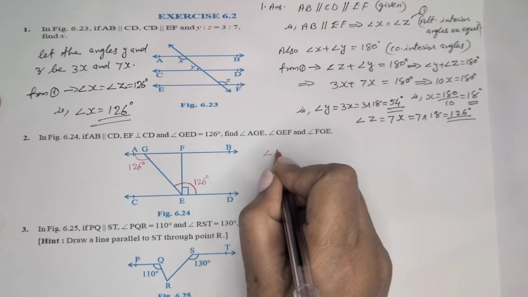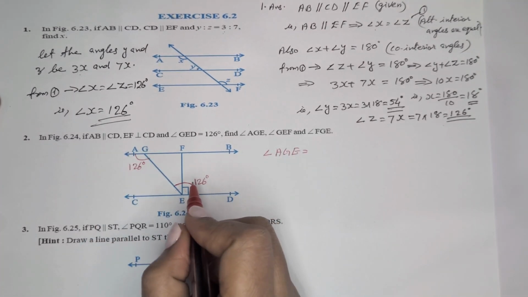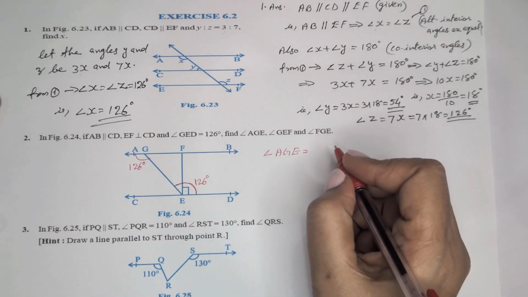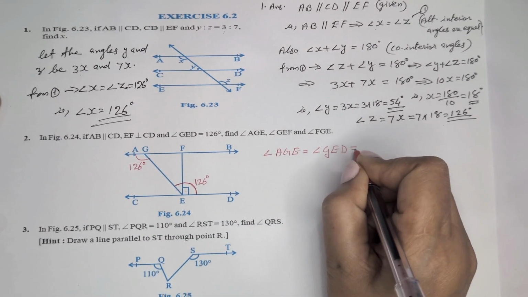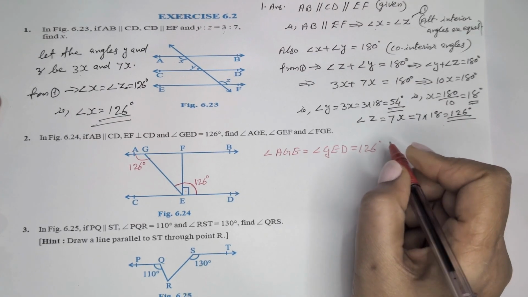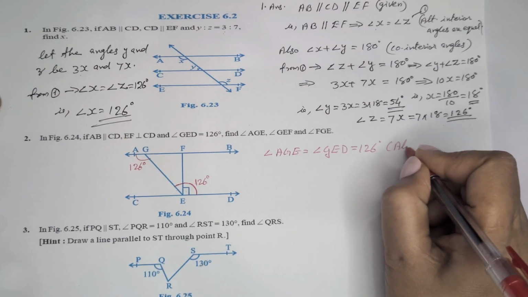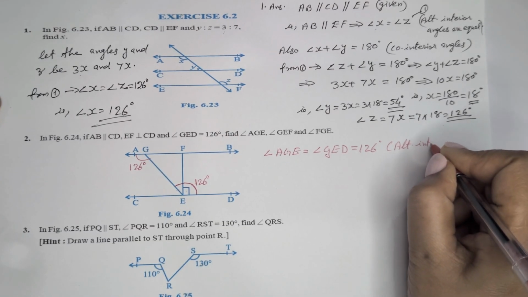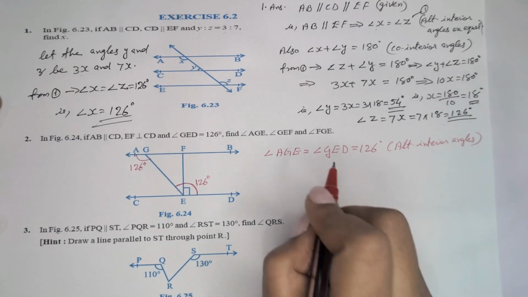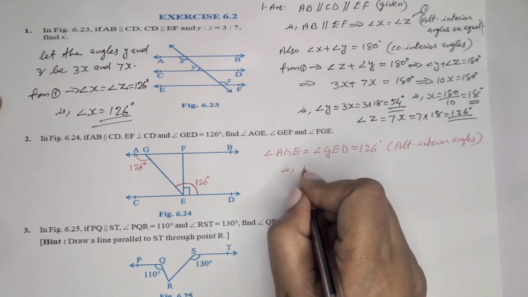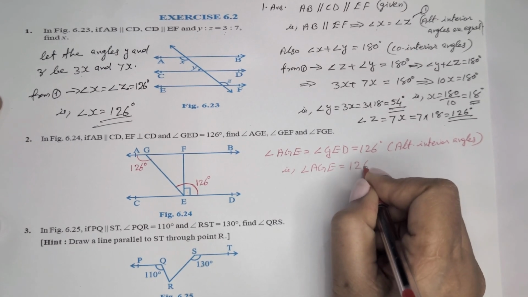We can write angle AGE is equal to same as that GED. Angle GED is equal to 126 degree. Reason is alternate interior angles. Alternate interior angles are equal. So using that, angle AGE is equal to 126 degree.